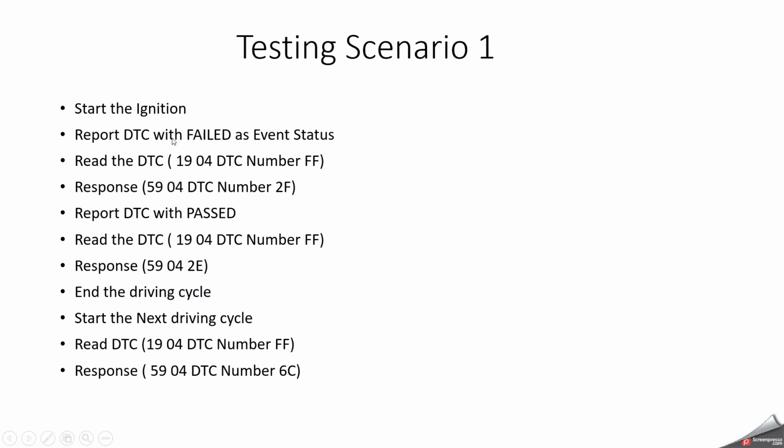Now in the same driving cycle, I'm reporting the DTC as passed. Then when I read, the value indicates 2E, because the test failed bit becomes false after reporting passed. Now I stop my driving cycle, meaning I do a restart, and start the next driving cycle. I read the same DTC status. Since in the previous driving cycle I already made it passed, I get the response 6C.